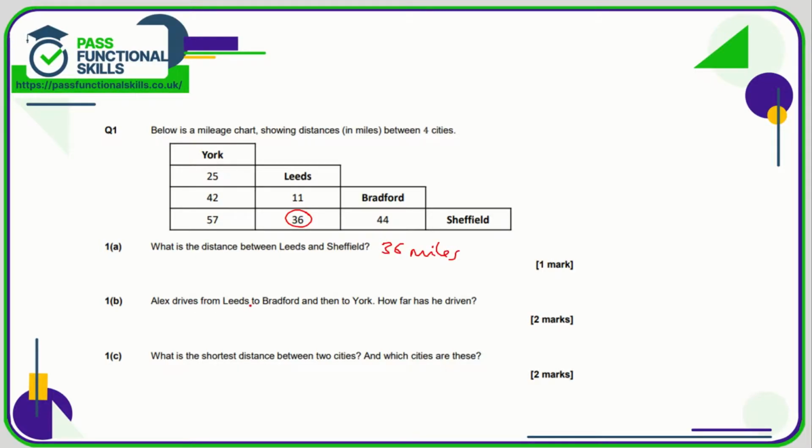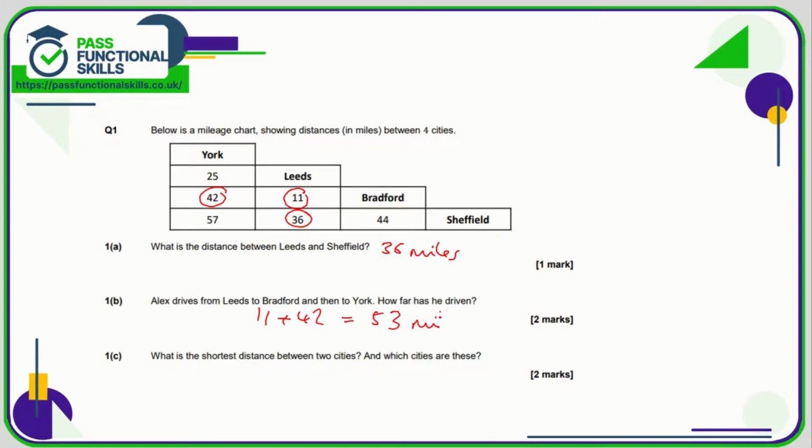Alex drives from Leeds to Bradford. Now Leeds to Bradford, that is 11 miles. And then to York. So that's Leeds to Bradford, then Bradford to York. So where is Bradford and York? That is 42. So in total, that is 11 plus 42, which is 53 miles.